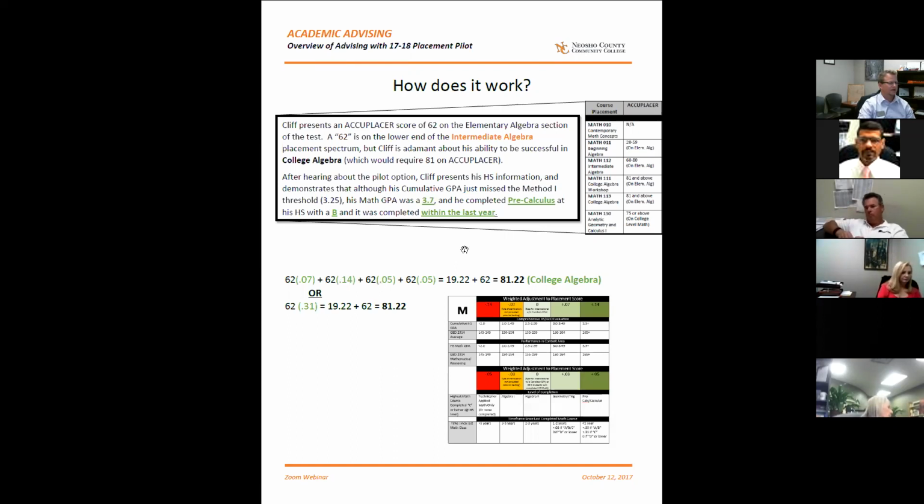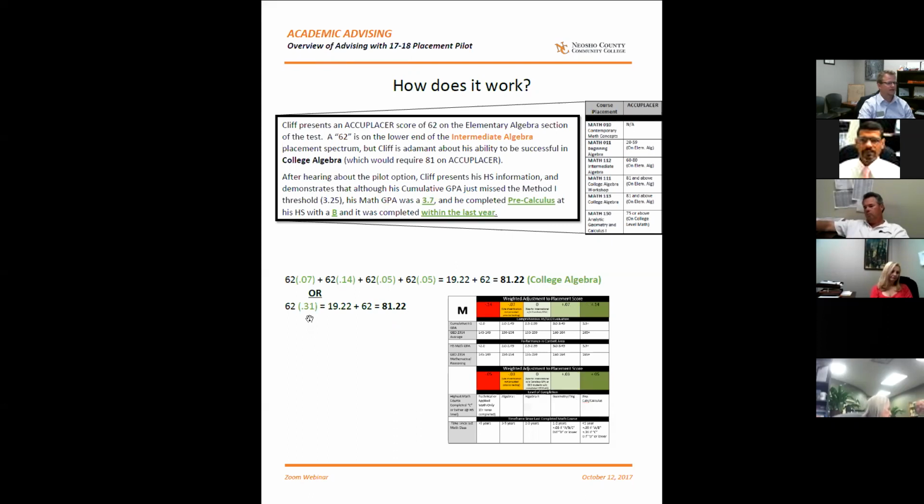And then on the next category, he completed pre-calculus. You notice the scale changes, but he's the highest one on that spectrum. So pre-calc gets a weight of a positive 5%. And he completed it within the last year and got an A or B, so he still gets the full 5% adjustment there. When you add up all of those, it totals 19.22, and then you add that back on to the original placement score. So this shows how this particular student could actually still score into college algebra using multiple measures.